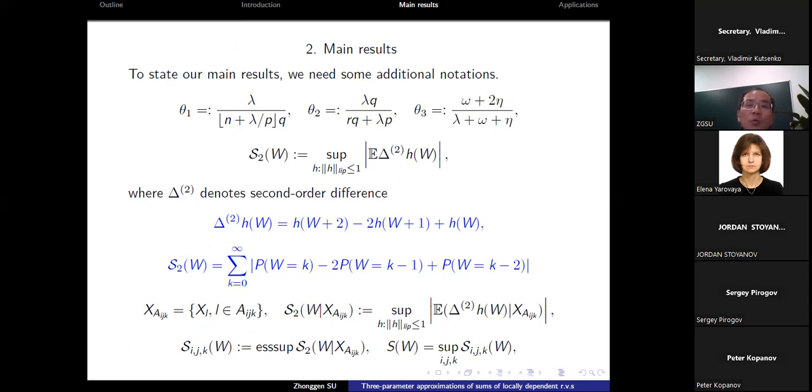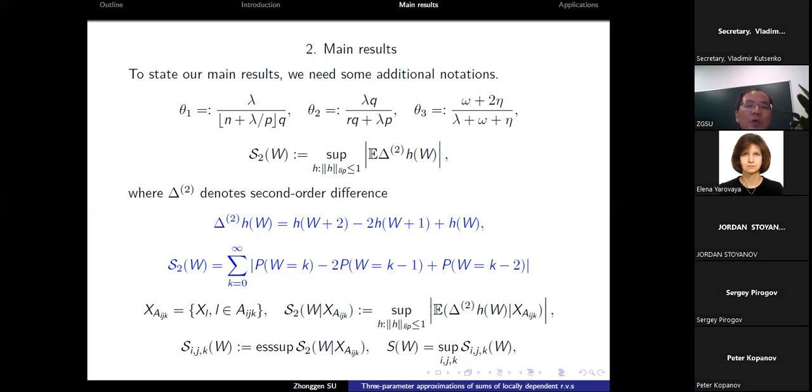Now I'm ready to state our main result in quite a general setting. But before that, we need some additional notations and technical terminology. First, we denote theta 1, theta 2, theta 3 by this equation. And we define S2 of W.